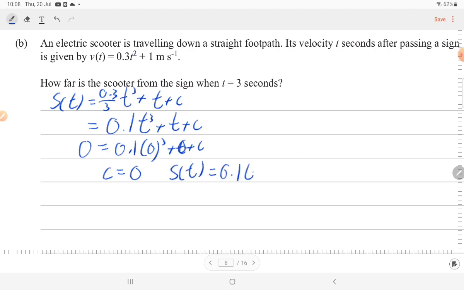t cubed plus t. Then we want s of 3, which is equal to 0.1 times 3 cubed plus 3, which is equal to 5.7 meters.